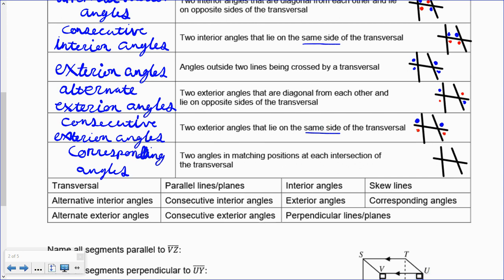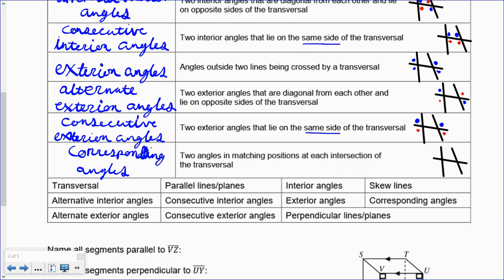All right, corresponding. Corresponding is very different. There's no interior versus exterior. There's no consecutive versus alternate. It's just a totally different thing called corresponding. Corresponding is another word for matching. So essentially the definition of corresponding angles are two angles that are in matching positions at both of the intersections in your shape.